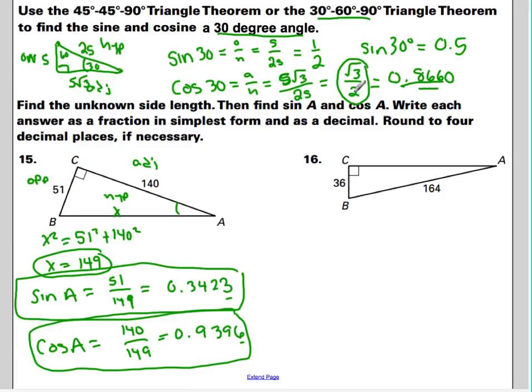Number 16, very similar to it. Why don't you give it a shot, and I'll come up with some answers in just a second. So pause right now, and we'll look at an answer in just a second.